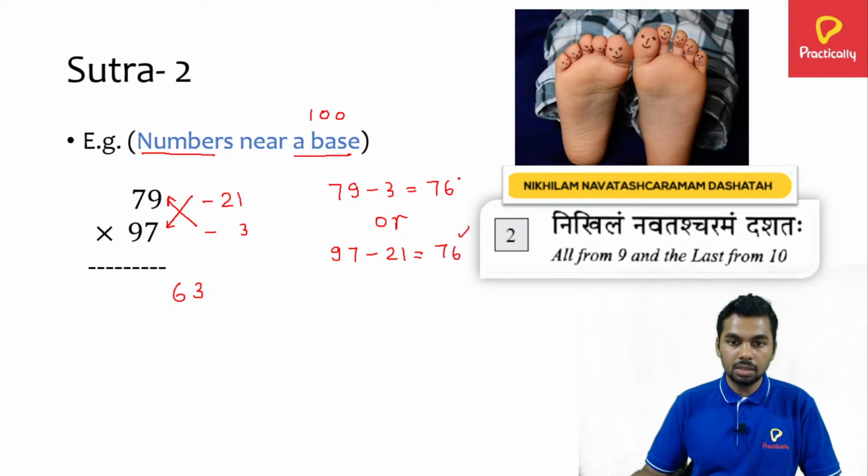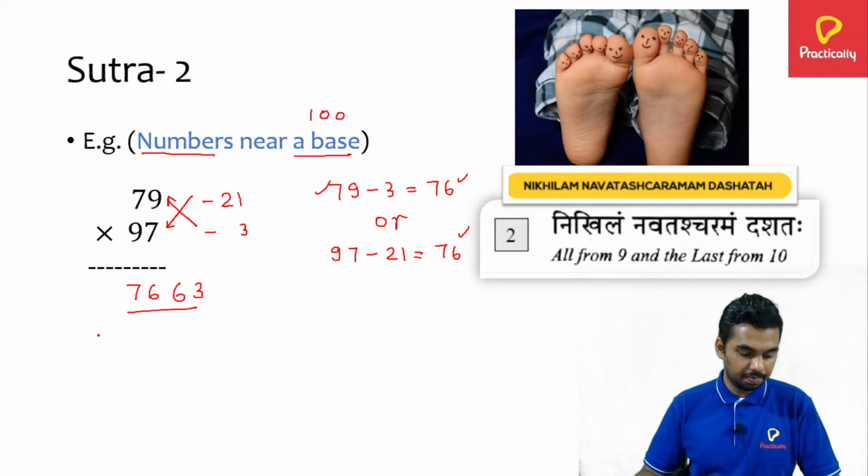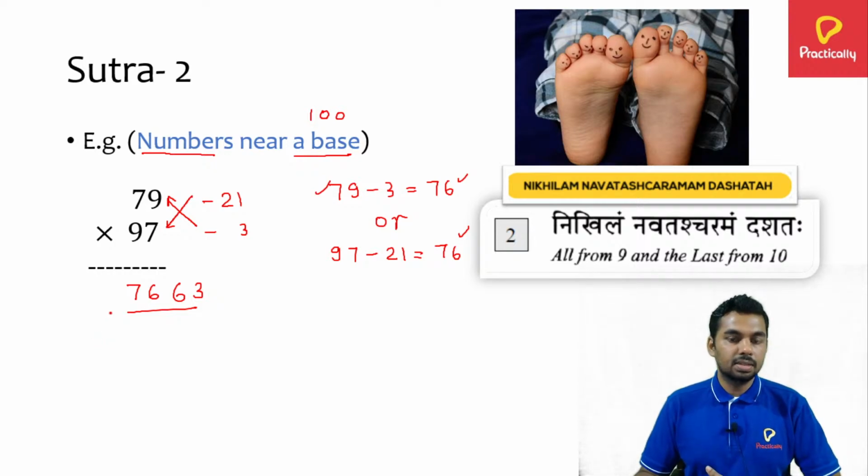So both these answers have to be the same. In this method, either you can do this or this. I have chosen this because this is easier to do. 79 minus 3. The answer is 76. So the final answer is going to be 7663. 7663 is the answer.